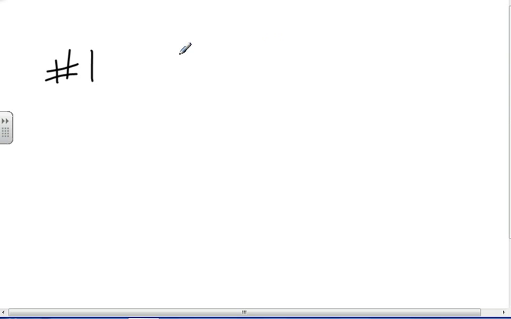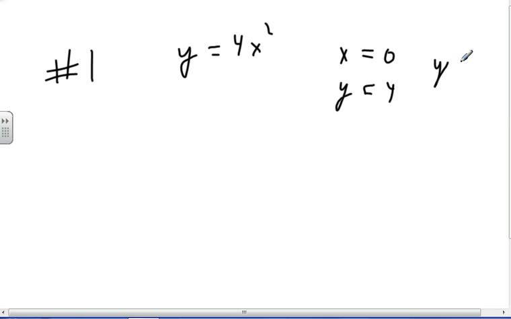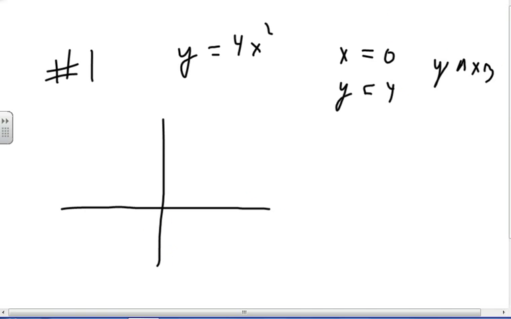So problem number 1, I have y is equal to 4x squared. I have x is 0, I have y is 4, and I'm rotating about the y-axis. Alright, so I'm going to draw a picture. 4x squared, so when I'm at 1, I'm at 4. So I got something that's looking like that. X is equal to 0 is there. Y is equal to 4 is up here.